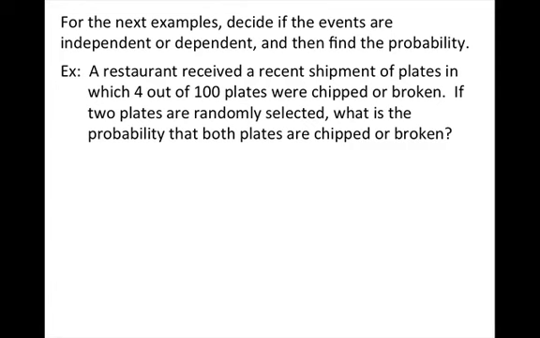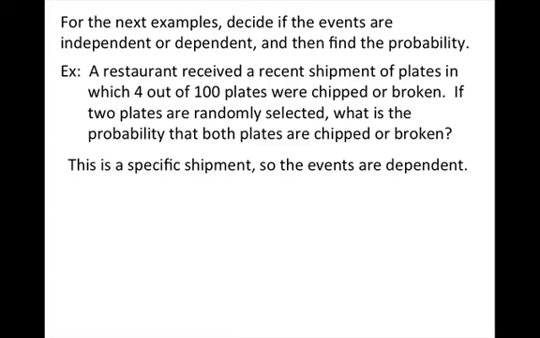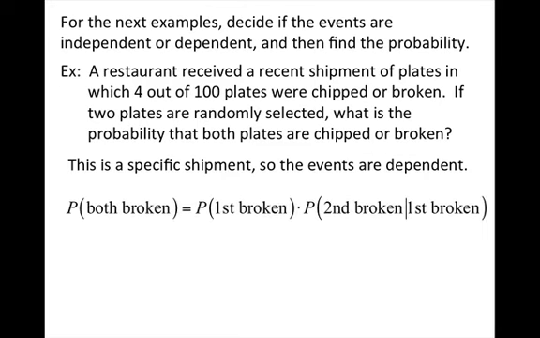So a restaurant received a shipment of plates in which 4 out of the 100 plates were chipped or broken. If 2 plates are randomly selected, what is the probability that both plates are chipped or broken? This time I'm given a statistic for that specific shipment, and I'm asked for the probability for that specific shipment. So this is a specific example, a specific shipment, so the events are dependent. So the probability that both are broken is equal to the probability that the first one is broken times the probability that the second one is broken, given that the first one was broken.